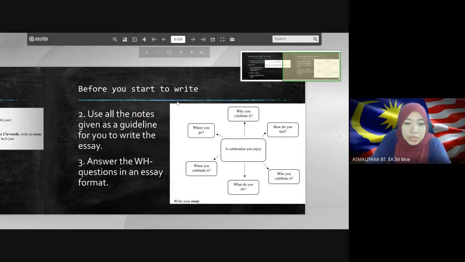Now, before you start to write, use all the notes given as a guideline for you to write the essay. You need to use all. Answer the WH questions in an essay format. Ni adalah soalan. Jangan awak salin soalan-soalan ni. Dia nak awak jawab soalan ni. Why you celebrate? Jangan dalam karangan tu you write, why I celebrate? Cannot.